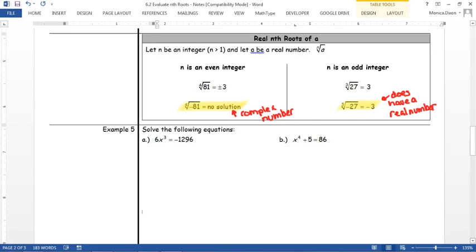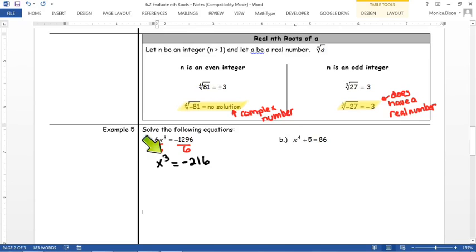So in example 5, we're going to solve the equation 6x cubed equals negative 1296. So we're going to solve it the same thing like we normally do. We're going to isolate the x. So that means we're going to divide both sides by 6. So we get x cubed is negative 216.